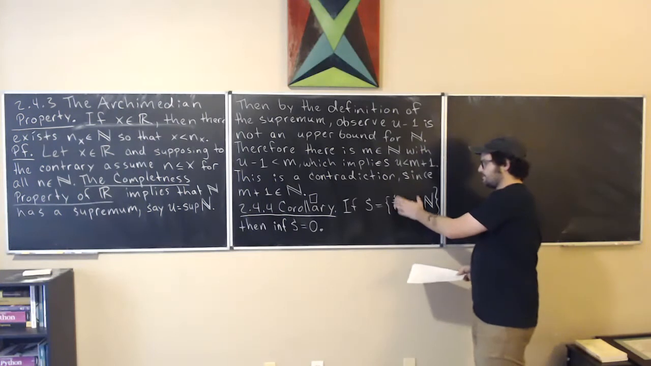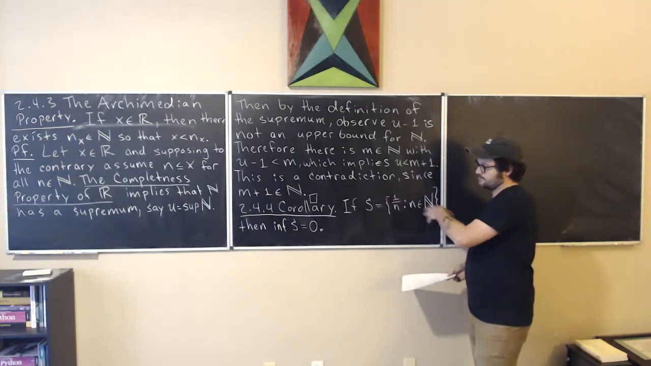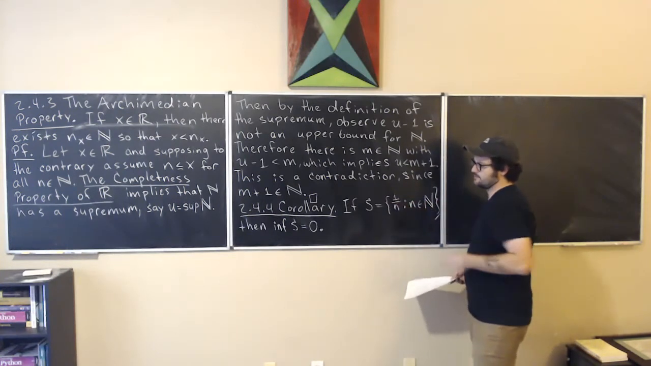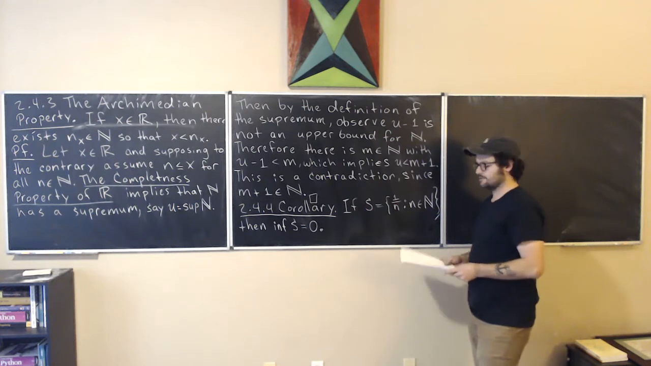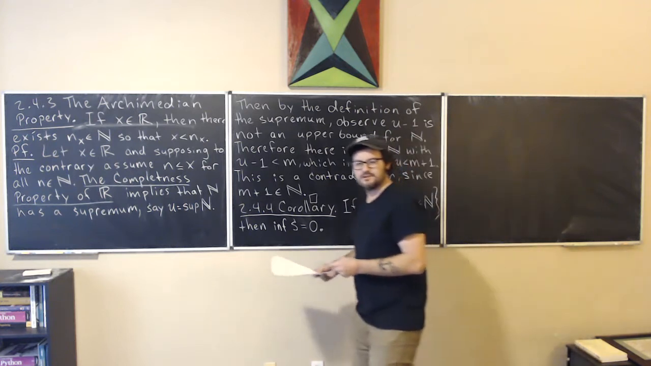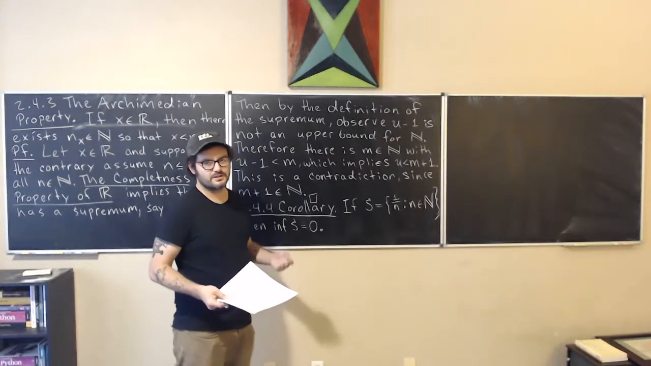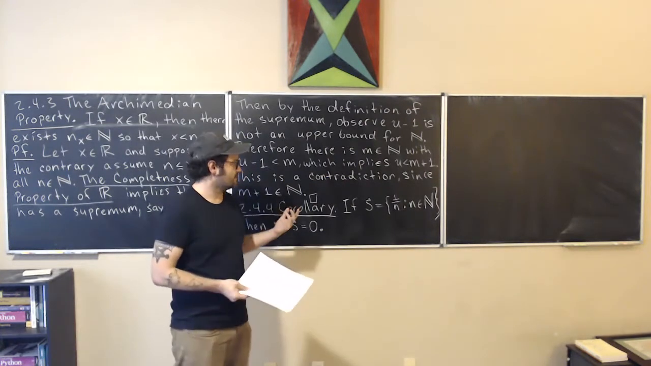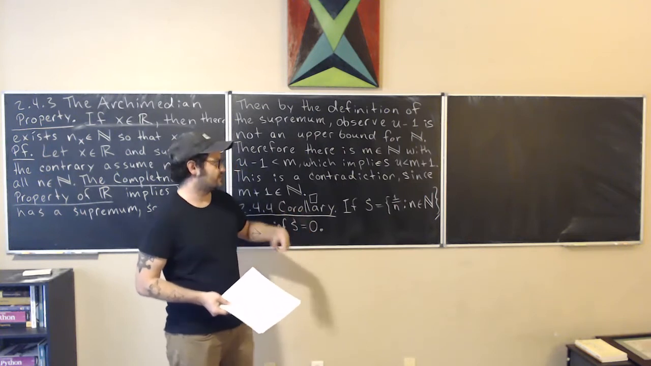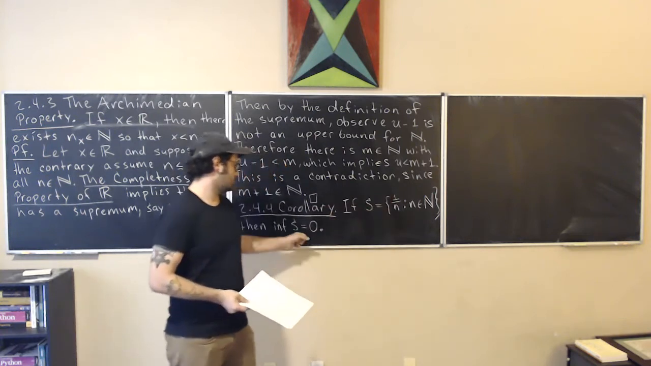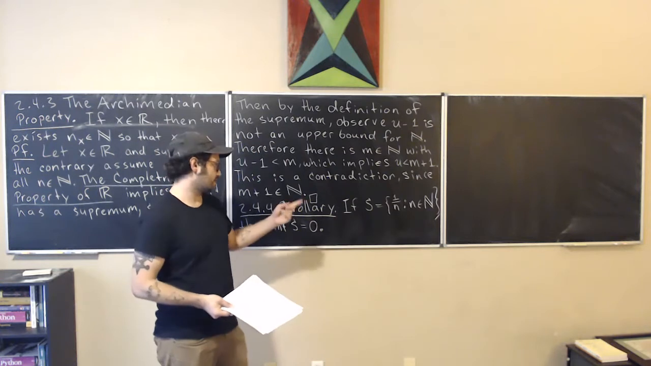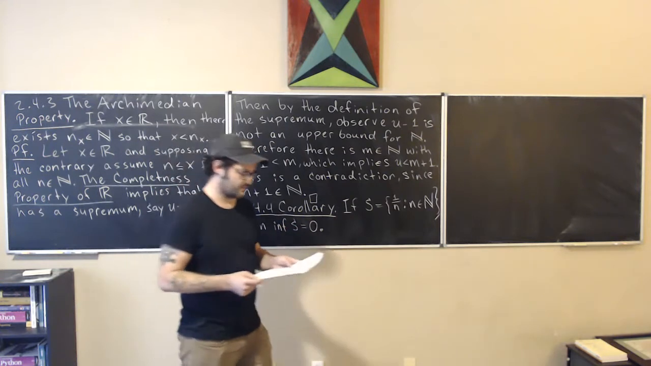So the set of all 1 over n, where n is a natural number, take the infimum of this, it's going to be 0. Another way of thinking about this, from a calculus course, is the limit as n goes to infinity of 1 over n. It happens to be the infimum of that set, which is 0. So let's prove it.